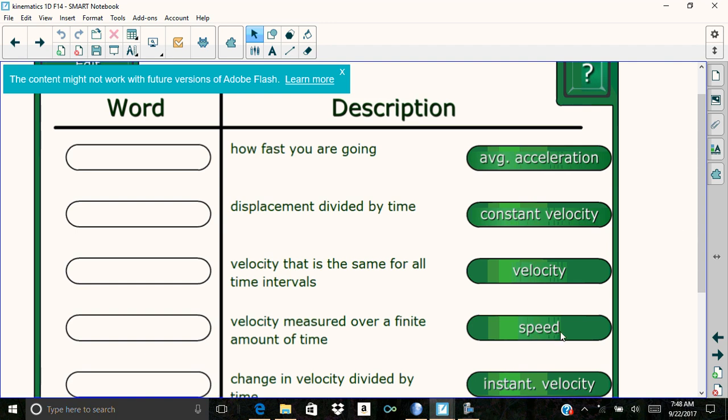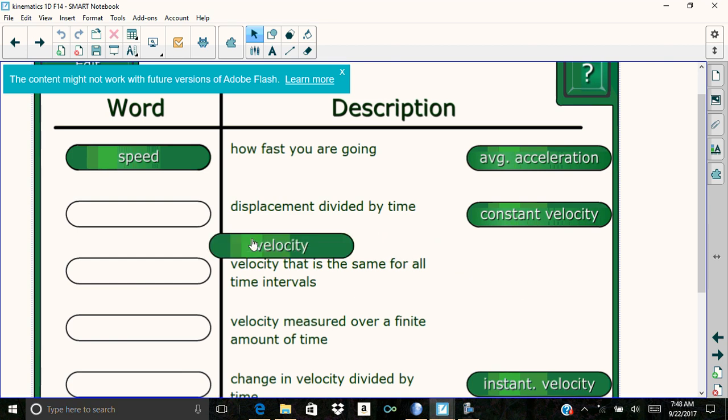going is speed. Notice there's no mention of a direction. Displacement divided by time, that's the definition of velocity. Notice it doesn't say distance divided by time. Distance is a scalar quantity. Displacement is the correct word to use.